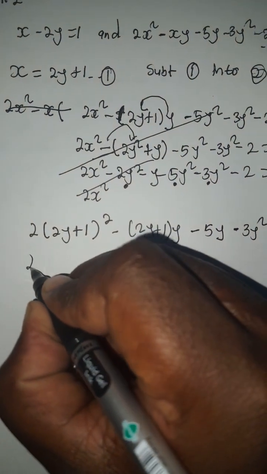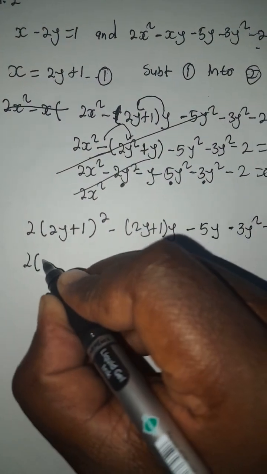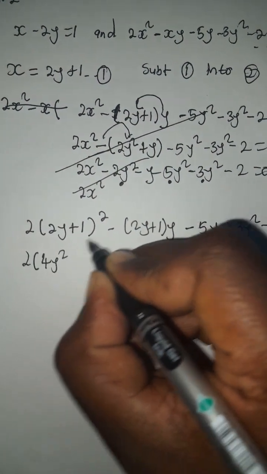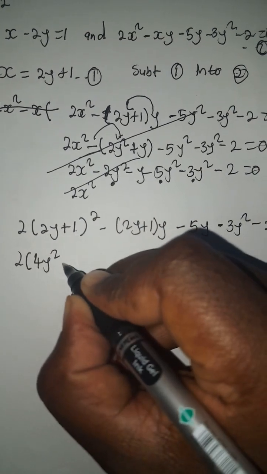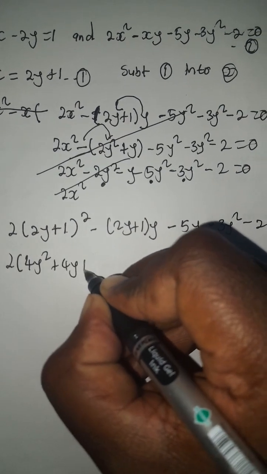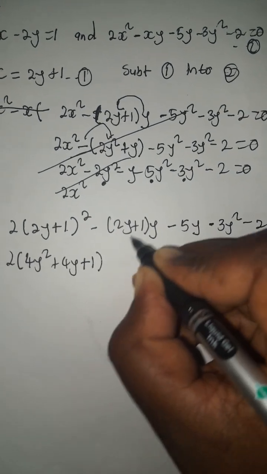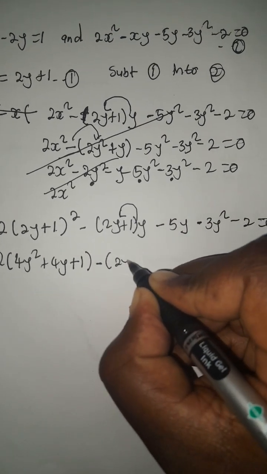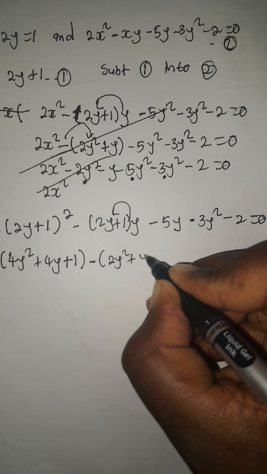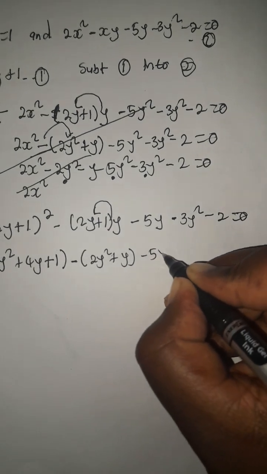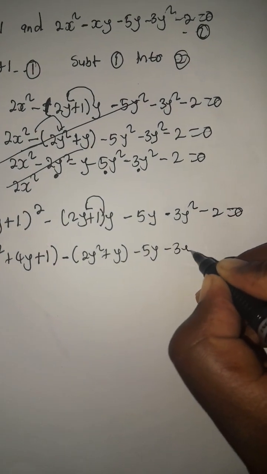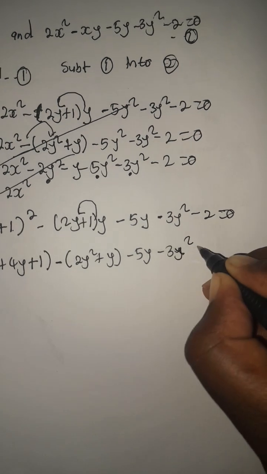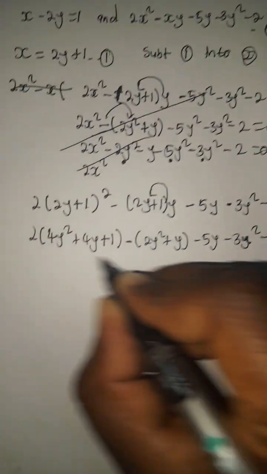So let's work out this. So when you square 2y, this becomes 4y squared. 2 times 1 times y, that will be 4y. Square 1, that will be plus 1. Then this, remember, this will be 2y squared plus y minus 5y minus 3y squared minus 2 equated to 0.